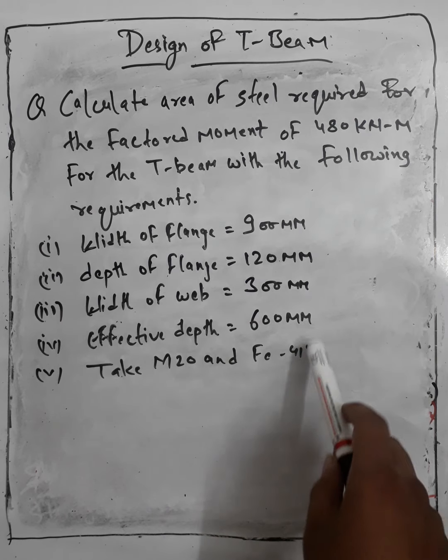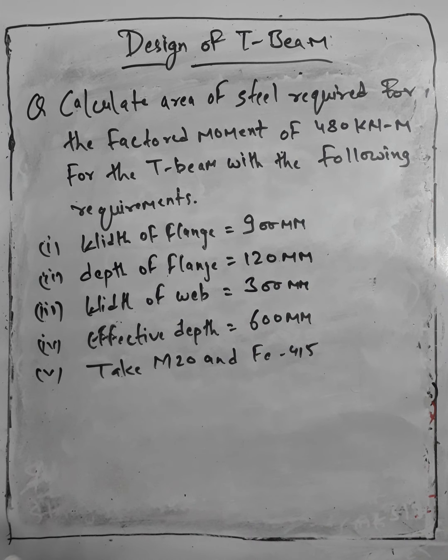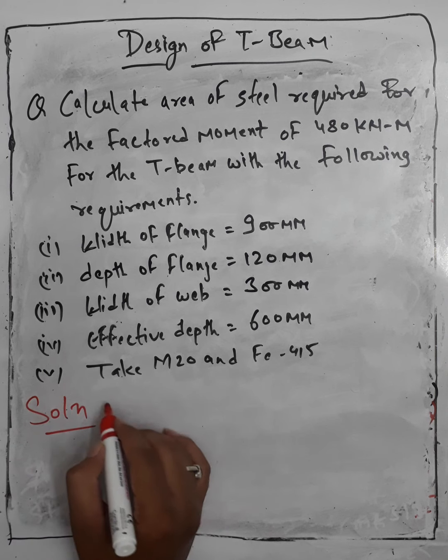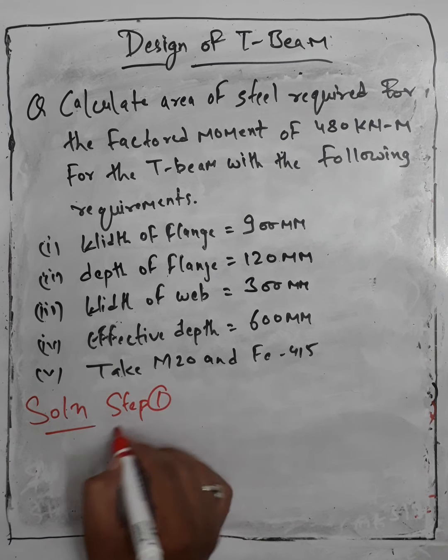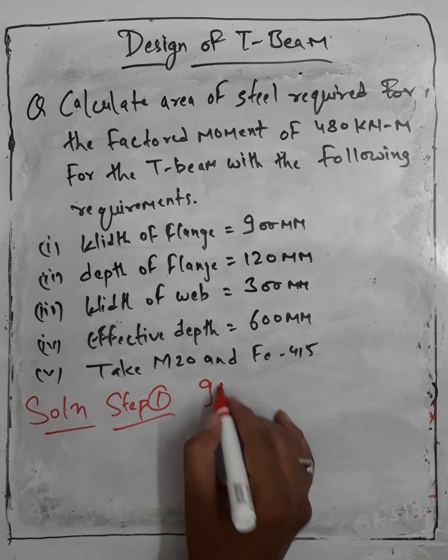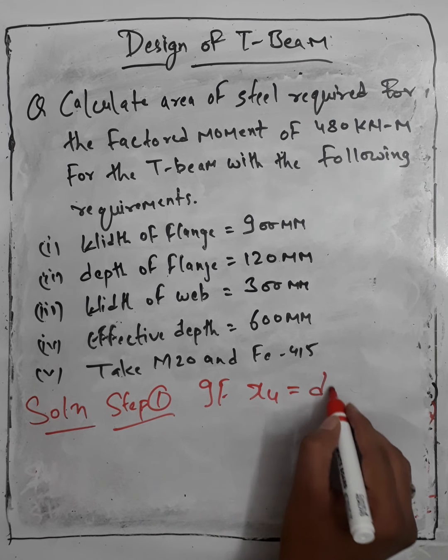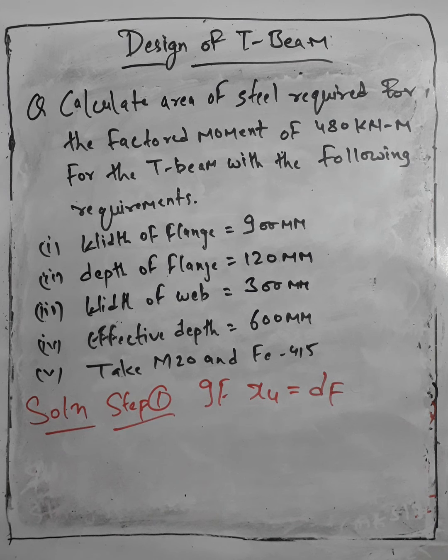So here we have been given these values, and now we have to use them to find the area of steel for the required factored moment of 480 kilonewton meter. We have to use the steps which we studied in our previous lecture. In step number 1, we consider XU equal to DF, because our first task is to find the value of XU.